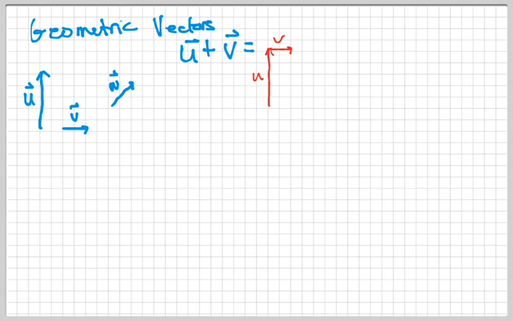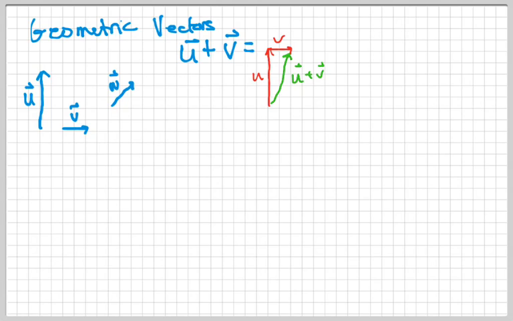Listen, the answer to my question: I'm going to start drawing my resulting vector from the very first point that I started with to the end of the last vector that I had. So here's what it does. That is u plus v. So the green is the solution. The whole picture is the work.